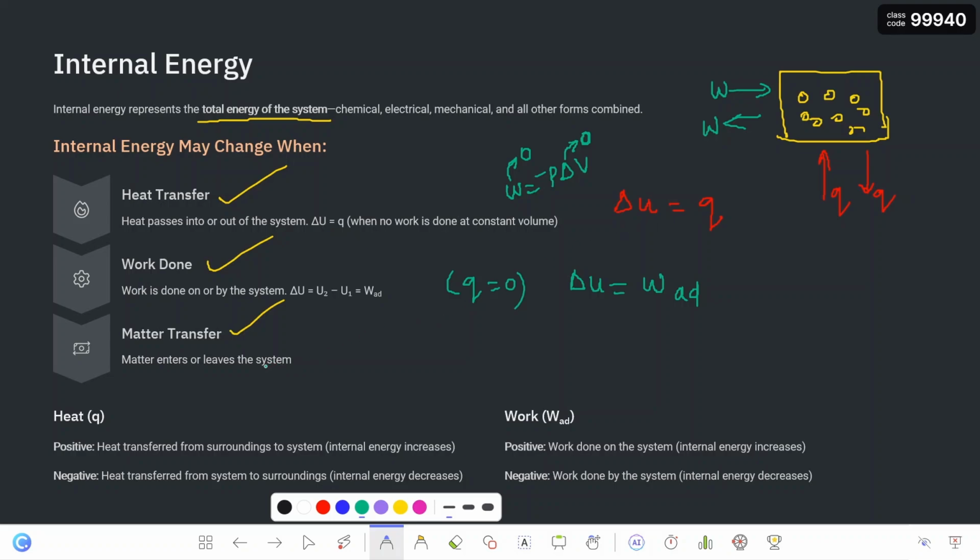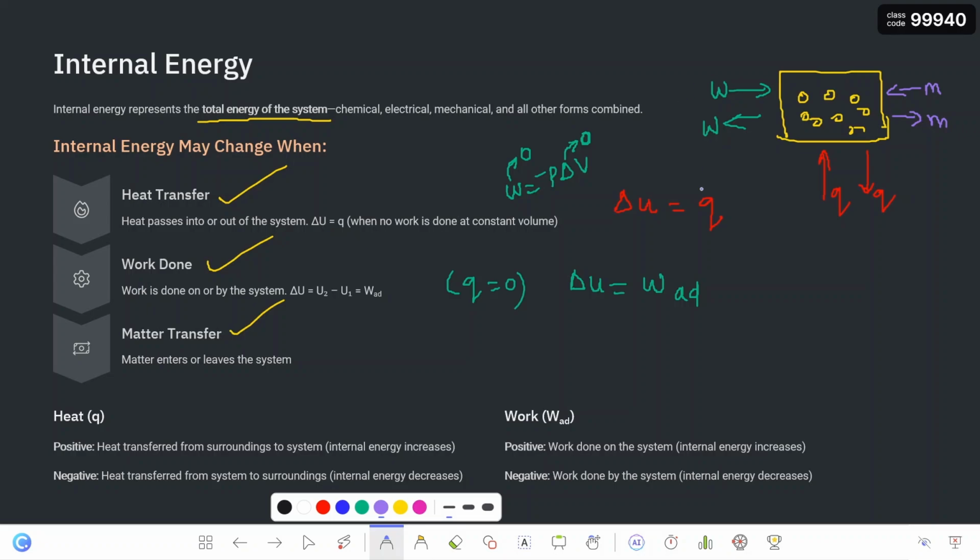Then otherwise, matter transfer: matter can enter or leave the system. That is another way, so that also we'll see. Either some more matter can enter or matter can leave. In that case also internal energy can change. These are the three cases where internal energy can change.